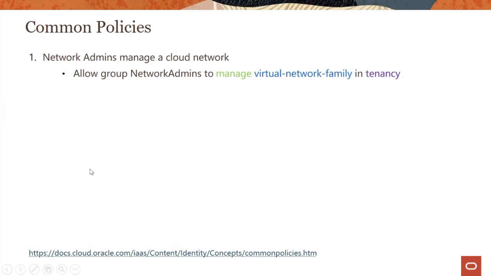Okay, let's look at some of the common policies. A very simple policy to start with: you want network admins to manage a cloud network. You would write something like: allow group, group name, to manage, which is your verb and the highest level of access, virtual network family. That means everything provided by virtual networks: your subnets, your route tables, your gateways, different kinds of constructs, all part of the virtual network family. And you could write this policy either in a compartment or a tenancy. In this case, I'm doing it in a tenancy, which means it's at account level, but you could also go very granular.